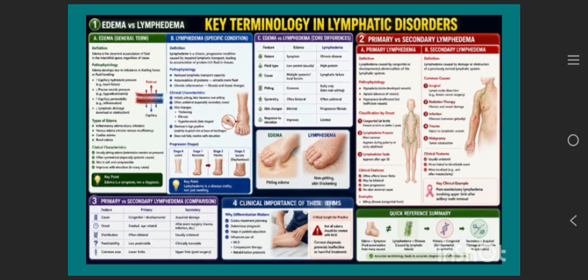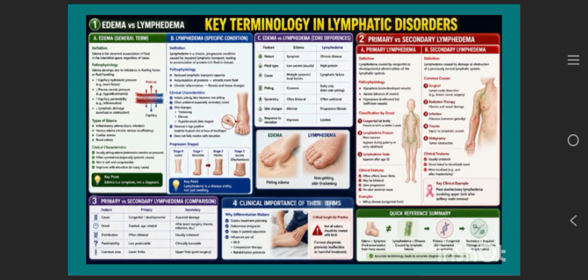So next we will discuss secondary lymphedema. What is the definition of secondary lymphedema? Secondary lymphedema is caused by damage or obstruction of a previously normal lymphatic system. Common causes include: first, surgical lymph node dissection, for example breast cancer surgery. Second is radiation therapy, causing fibrosis and vessel damage.